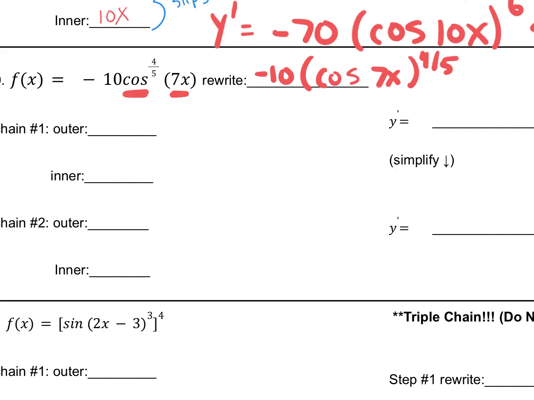So we have negative 10, don't forget the coefficient out front, times something to the 4/5. That is our outer function. You can only have one function here, so everything else is here. So the inner as is, the cosine of 7x. All right, now we go again. That's still a composite function. Here, our outer function is cosine, because we're cosining 7x. Remember, the outer function is the function that's doing something to the other function, and our inner function is 7x.